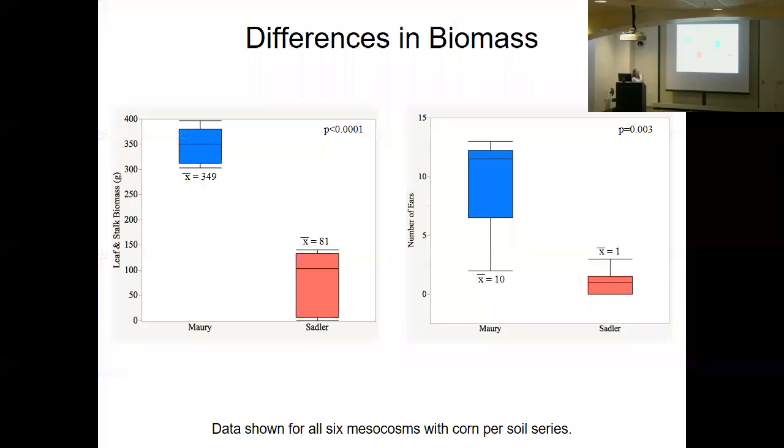Now, at the end of the season, when they were harvested, there were differences in the biomass, as we would expect after seeing those photos. These Mori treatments had an average biomass of 350 grams versus the Sadler's 81 grams. And in addition to that, there was also a statistical difference in the number of ears the plants produced. The Mori plants grew like gangbusters and produced an average of 10 ears per plant, whereas the Sadler plant only produced 1 ear.